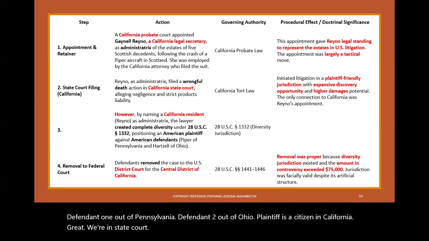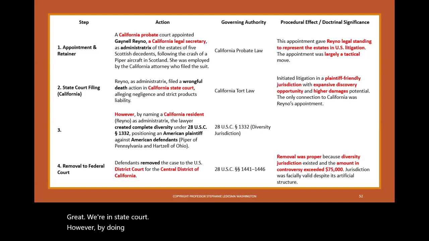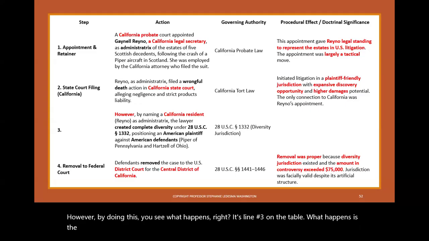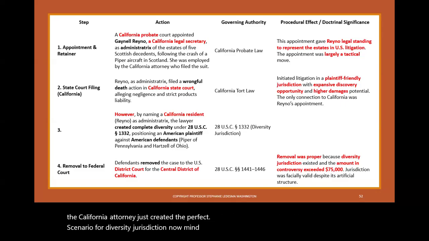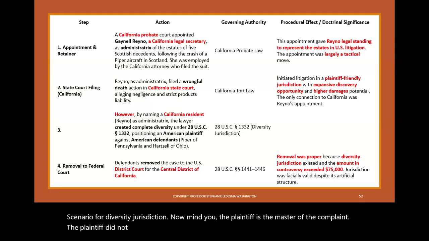However, by doing this, you see what happens, right? It's line number 3 on the table. What happens is the California attorney just created the perfect scenario for diversity jurisdiction. Now, mind you, the plaintiff is the master of the complaint. The plaintiff did not file in federal court. She filed in state court.